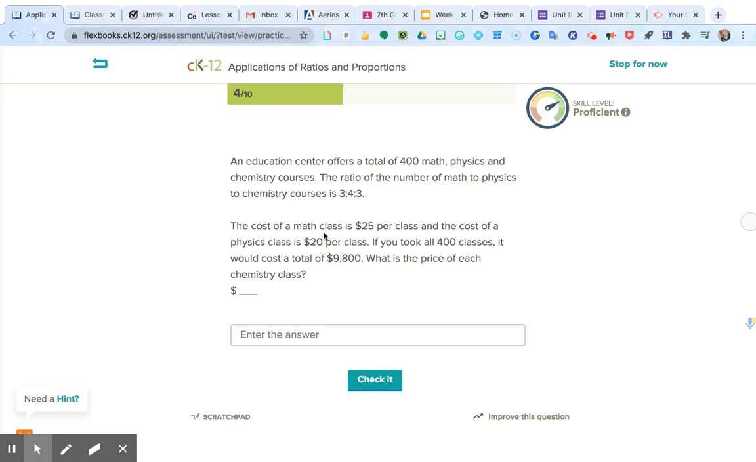The cost of a math class is $25 per class. The cost of a physics class is $20 per class. If you took all 400 classes, it would cost a total of $9,800. What is the price of each chemistry class? And it asks you to enter your answer.